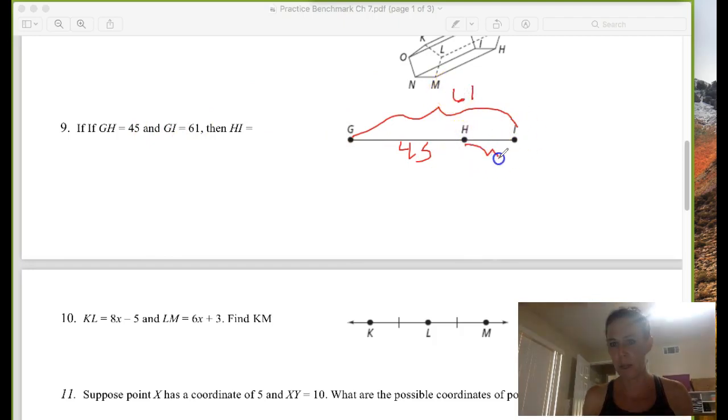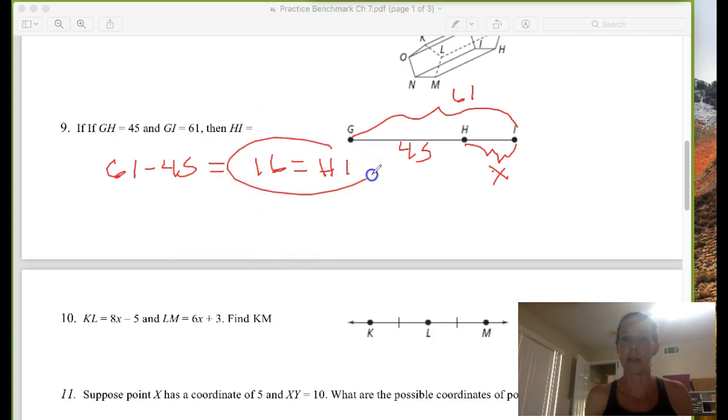This is simple segment subtraction or addition. I need to find this section. You could call this X and go 45 plus this section X should be the total 61. Or I'm just going to go 61 minus 45. And I'm going to get 16, and that would be the length of HI, that segment length. Let's do it like that. Okay, let's look at number 10.